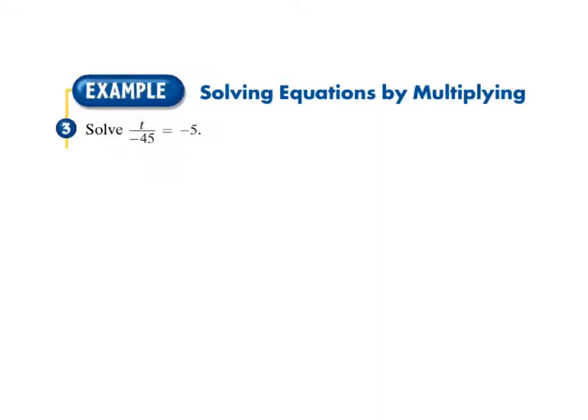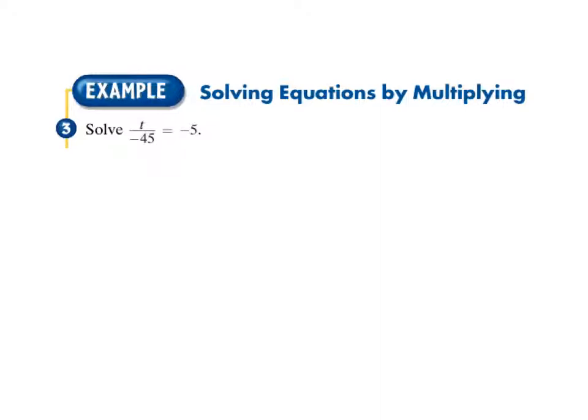So if my original equation is t over negative 45 equals negative 5, to get that negative 45 away from the t, since it's on the bottom of the fraction, I know it's division, so the opposite of division is multiplication. So I'm going to multiply. Now let's look at an example of solving equations by multiplying.